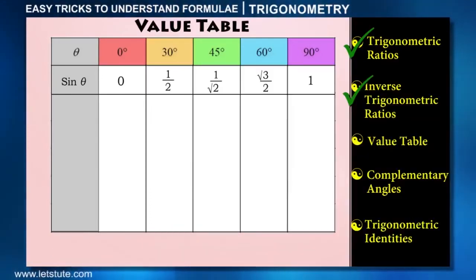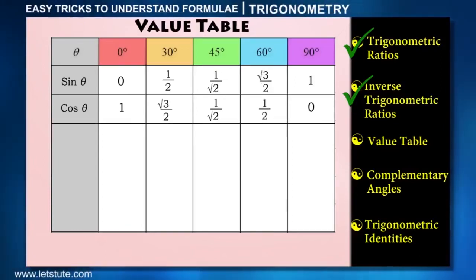So after getting the values for sine, we get the values for cos by simply writing these values in reverse order. And once we get the values for sine and cos, we use the concept of inverse trigonometric ratios to get the further values.